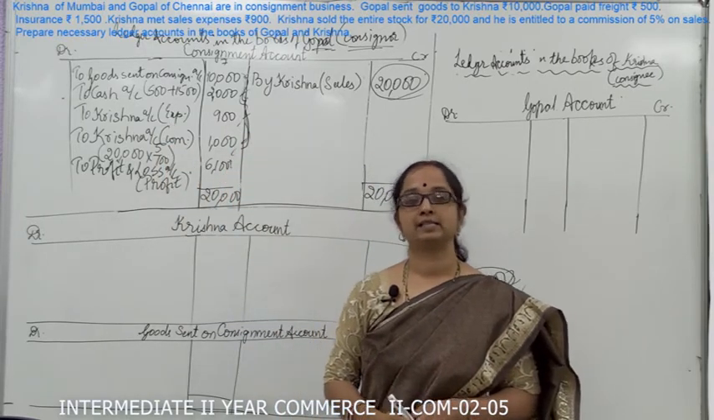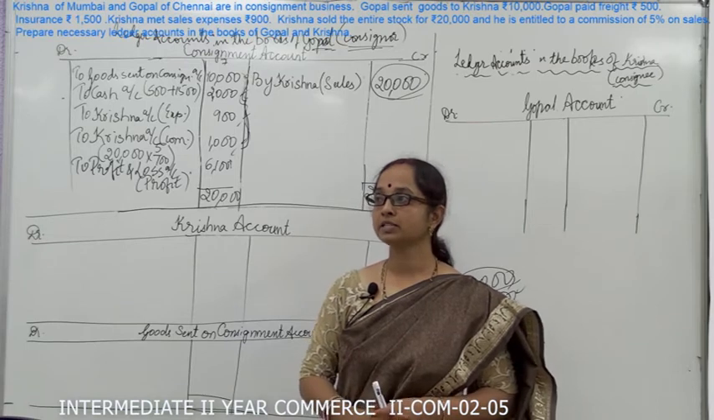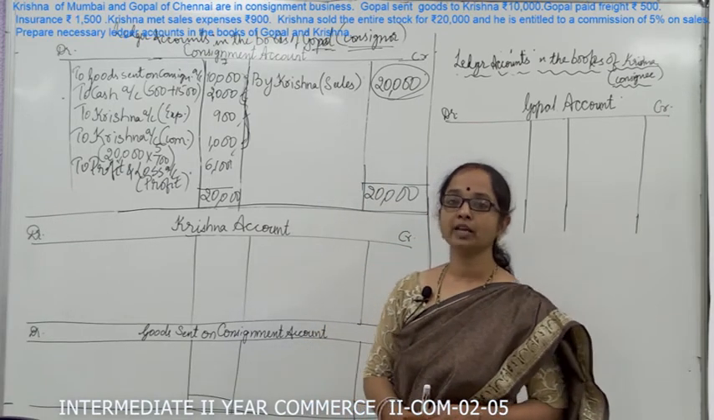Okay, next statement goes like this. Krishna sold the entire stock for 20,000.